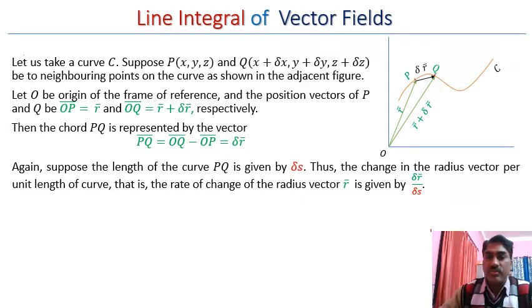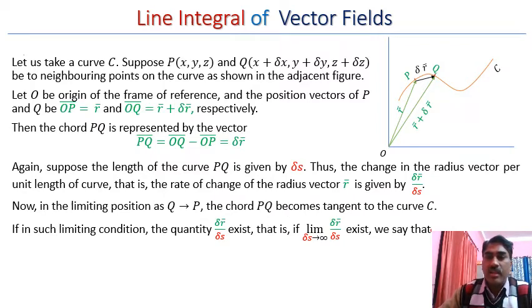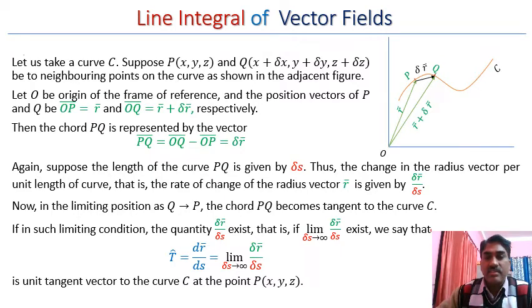So you already know this is the ratio. Now in the limiting position, as Q tends to P, meaning we start moving the point Q slowly along towards P, a condition will arrive when Q almost collapses with P. In such a condition, the chord PQ will become the tangent to the curve at point P. In this limiting condition, if the ratio delta r by delta s exists, we define dr by ds as the limit as delta s tends to 0 of delta r by delta s. There was a typing mistake earlier; this should be read as 0. This is called the unit tangent vector at a point P of the curve.